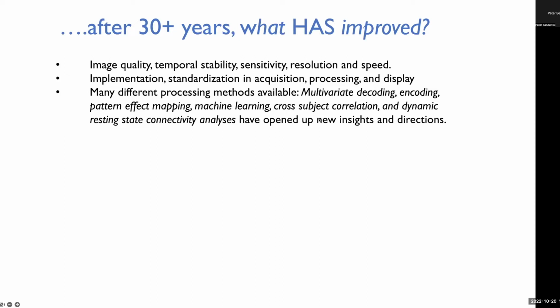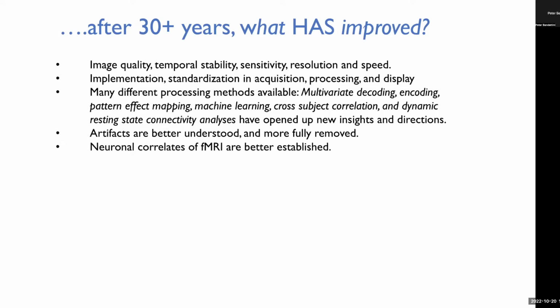There's decoding and encoding, pattern effect mapping, or dissimilarity analysis, machine learning, cross-subject correlations, dynamic resting state connectivity analysis. They've all opened up new insights and directions. The artifacts are understood and more fully removed. The neural correlates of fMRI are better established. There's much more confidence that it does reflect neural activity consistently. Resting state fMRI, back in '96, took off, but it took about a decade for it to really catch on. By 2006, it's exploded.